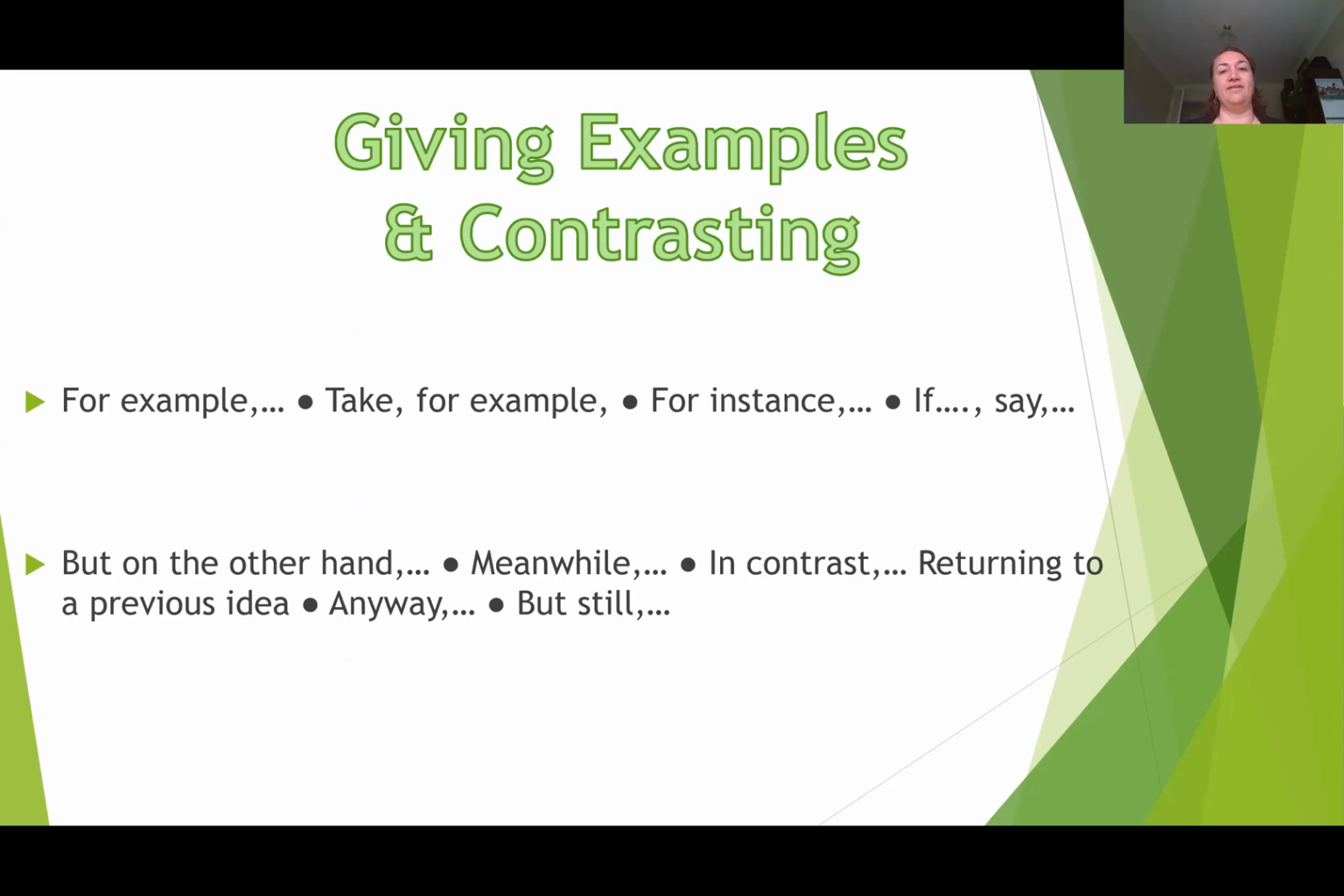Secondly, let's have a look at giving examples and also contrasting. So when you're about to give an example, they might say, what is your favorite food? You might decide to give an example. For example, take for example, for instance, if or say. Contrasting is looking at the opposite of what you've been looking at previously. But on the other hand, meanwhile, in contrast, returning to a previous idea, anyway, or but still.